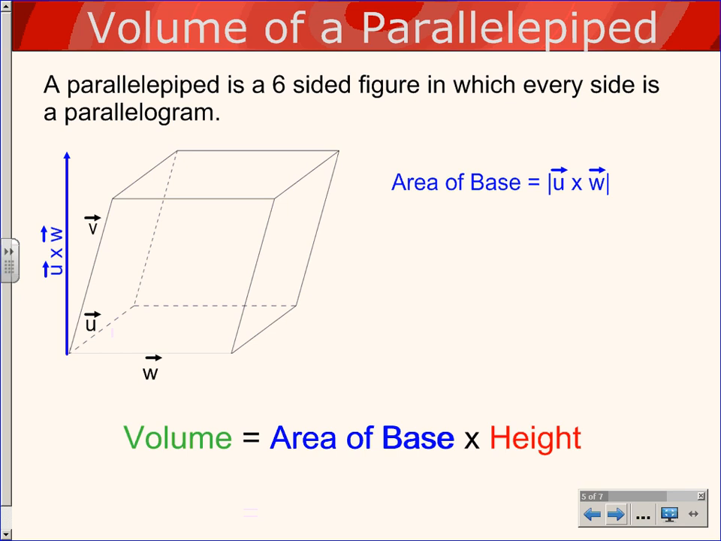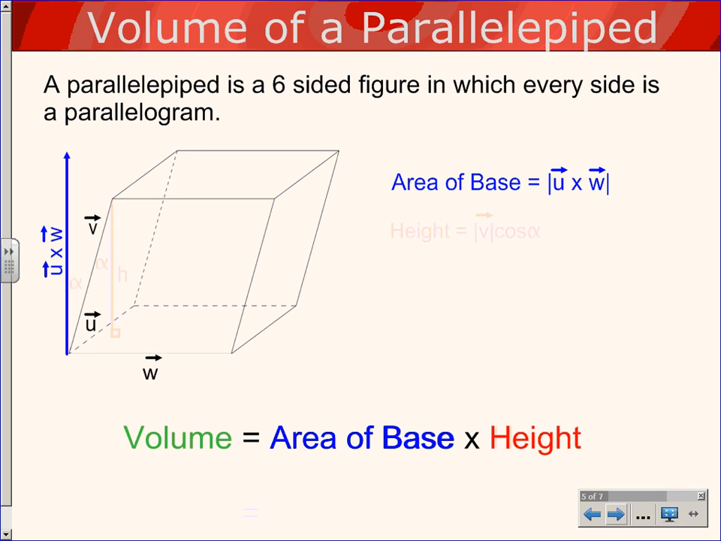We just said that the base was a parallelogram. And one of the things that we knew about the cross product was that the magnitude of the cross product gives you the area of a parallelogram. So I've got vector u and vector w on the bottom there. If I do u cross w, and then the magnitude of that vector would represent the area of the parallelogram. That's the base, and that's just defined, right? That's something that we defined the cross product to be.